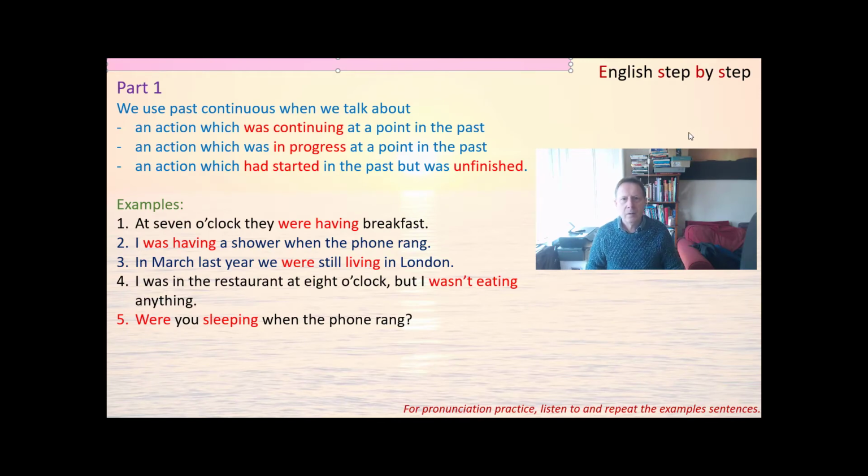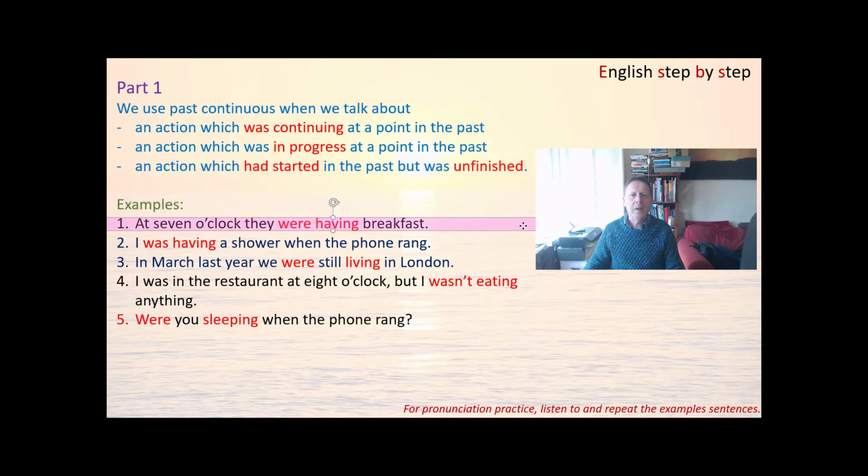So in this lesson we're looking at past continuous. So when do we use past continuous? Well, we use past continuous when we talk about an action which was continuing at a point in the past, or an action which was in progress at a point in the past. We can also use past continuous for an action which had started in the past but was unfinished. So let's look at some examples.